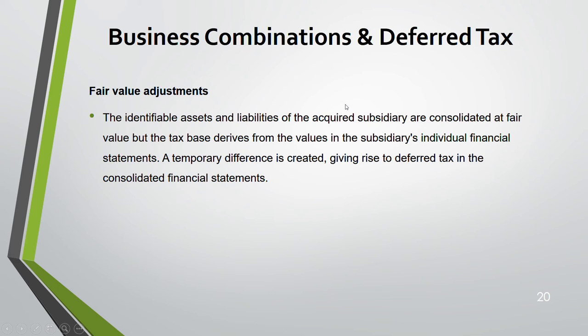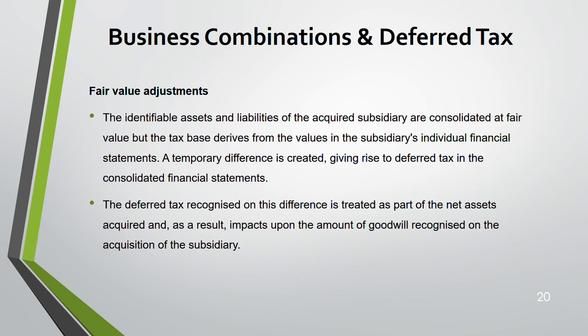Whenever you acquire a subsidiary, how does the parent recognize it in the group accounting, in the consolidated? They recognize it at fair value. Whatever the assets and liabilities of that subsidiary, they are consolidated at fair value. But from the tax base point of view, the values in the subsidiary come from the subsidiary's individual financial statements. They do not go by the consolidated figures. In the individual financial statements of the subsidiary, it will be at cost, not at fair value. So you see, there's a difference between the carrying amount and the tax base. That's why a temporary difference is created, which gives rise to deferred tax.